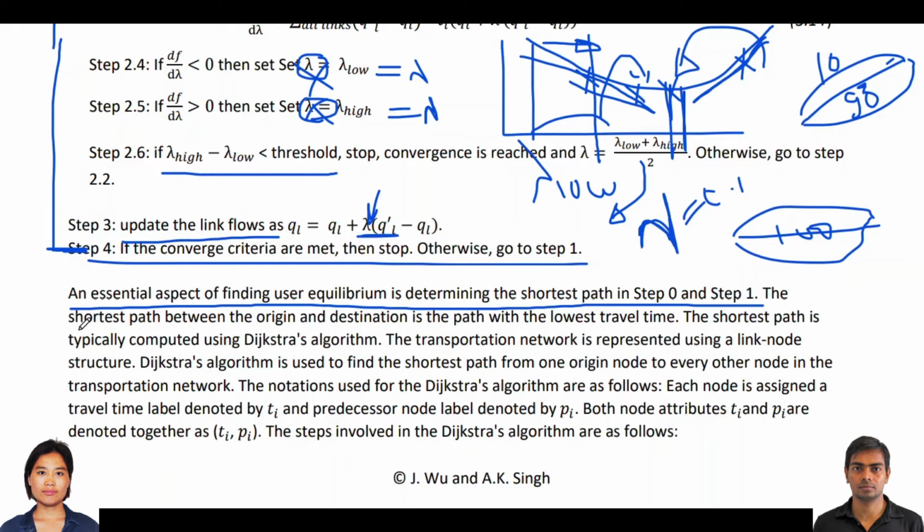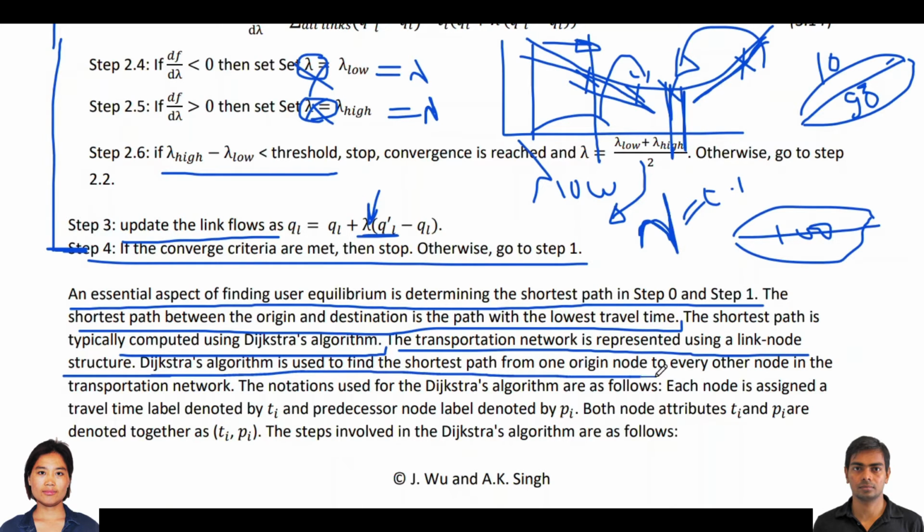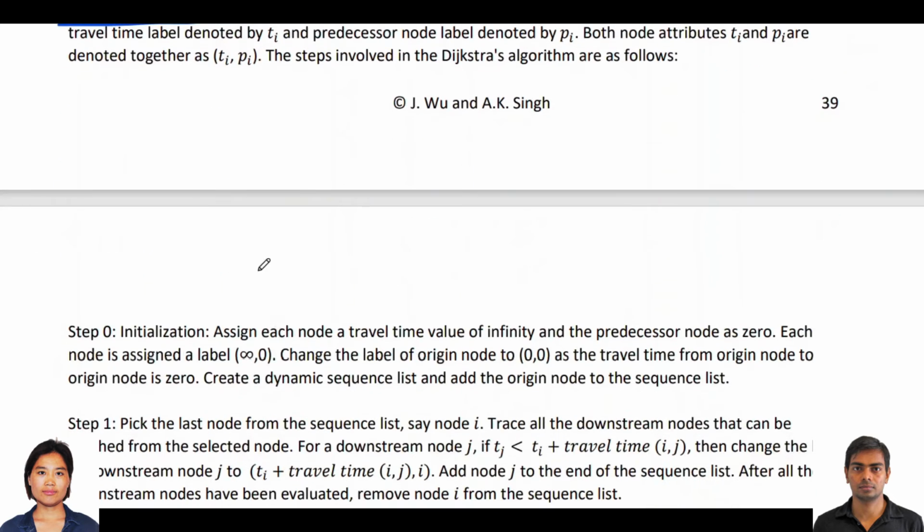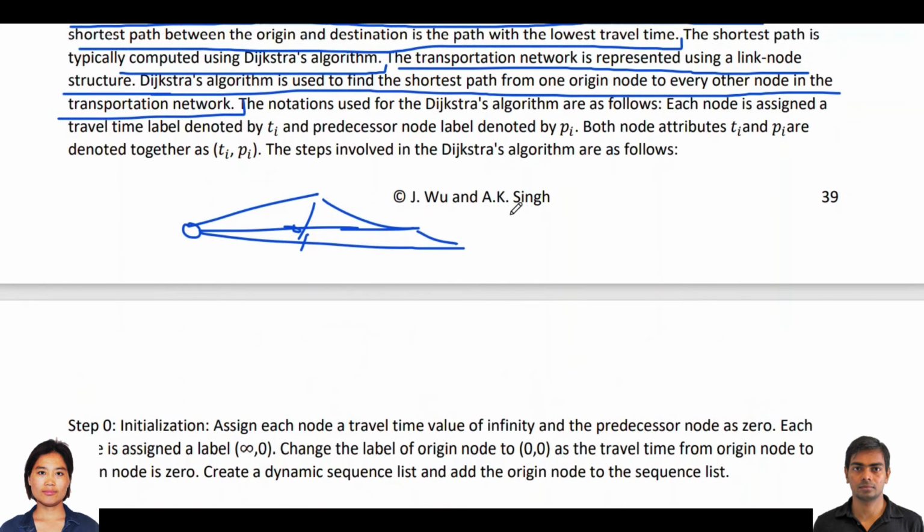The shortest path between origin and destination is the path with the lowest travel time. The shortest path is typically computed using Dijkstra algorithm. The transportation network under Dijkstra algorithm is represented using a link and node structure. Dijkstra algorithm is used to find the shortest path from one origin node to every other node in the transportation network. Let's say there is a system like this, which is a typical example network, and it can find paths from the origin node to every other node in the system.